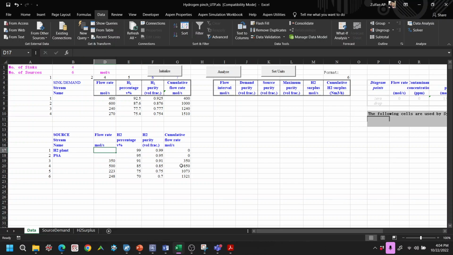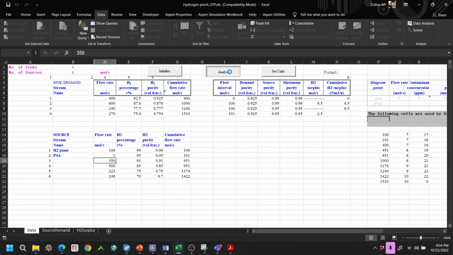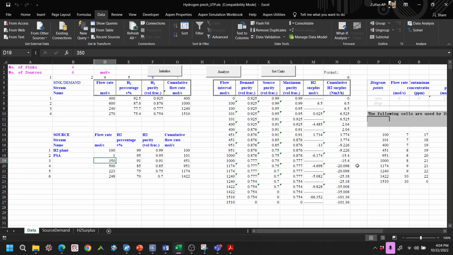So, for example, if we have a hydrogen plant, I want to minimize this. Say instead of 237, I want to limit that to 100, and then how big is the PSA? So we assume, for example, it's 1. I don't know, since we don't know. So if you click analyze, it will calculate the initial value for us.